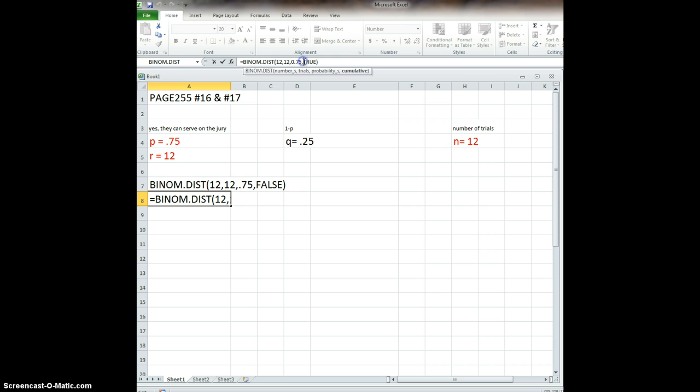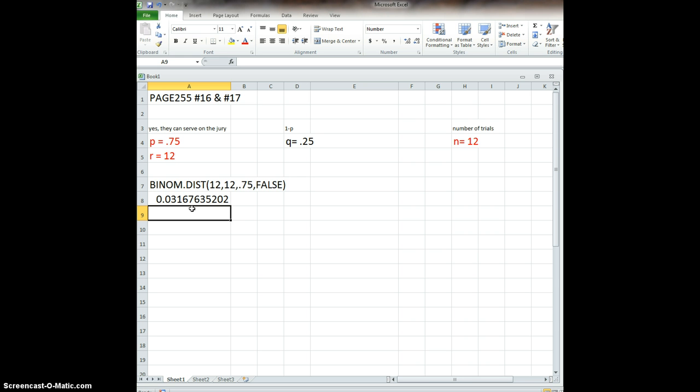All right, so down here where we actually have the equal sign and make Excel do the work, I need to type false in as well. And it tells us instantly that we have 0.03167. So about a 3% chance that all 12 people say yes, they can serve on the jury.